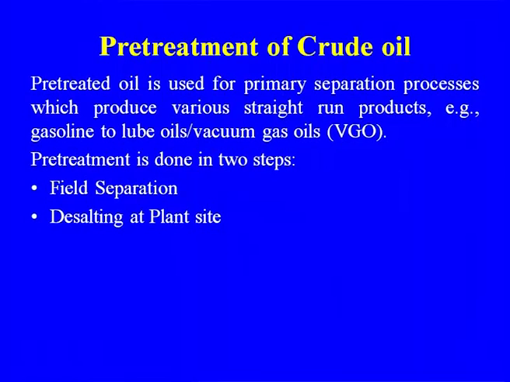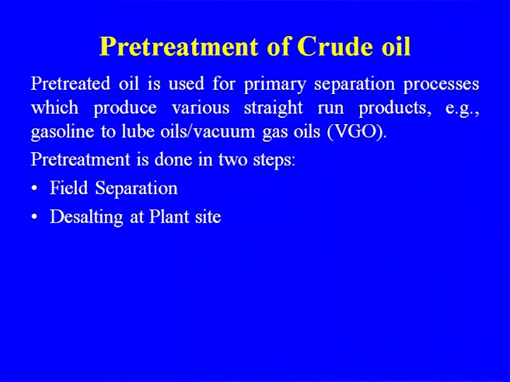So, pre-treated oil is used for the primary separation process, which produces various products, from gasoline to lube oils, vacuum gas oils, diesel, or it may be kerosene. So, various products we are getting.